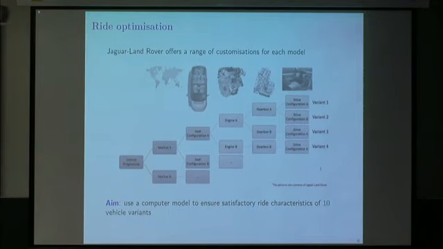So the aim is to use a computer model to predict these variants, because every variant is going to have different mass inertia properties, and they are going to lead to different ride characteristics. So it's important to find out and predict what is going to be the ride performance for these versions of the cars.